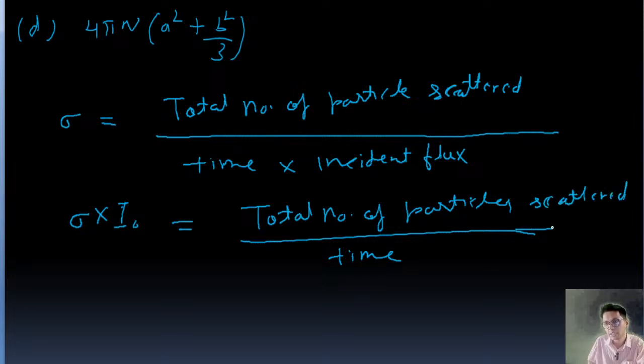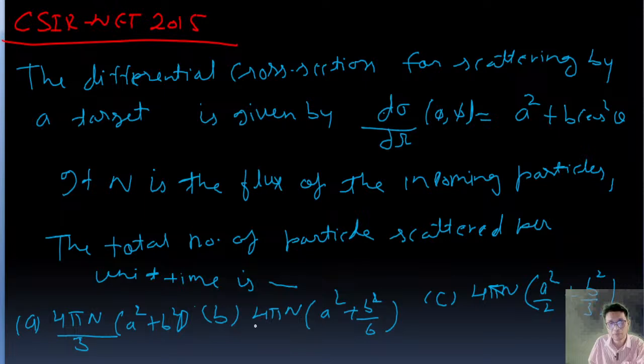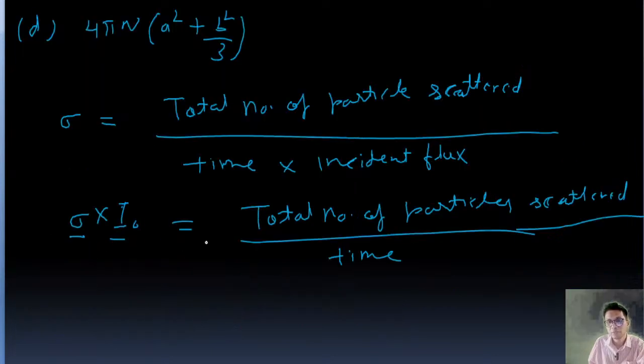Total number of particles scattered per unit time, right? If we get this sigma value and multiply it with n, that is I naught, the incident flux, which is given here as n. So we can easily find it: this value is the total cross section times the incident flux.